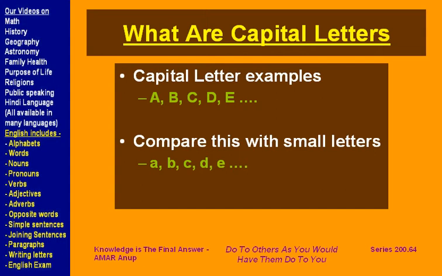What are capital letters? As you see here, these are capital letters. English is an unusual language. Many languages do not have small and capital letters, but English has small and capital letters, and it's only in very few places where capital letters are used. This is capital A, this is small a, this is capital B, this is small b, capital C, small c, and you can see all these letters in our presentation, capital and small letters in English.